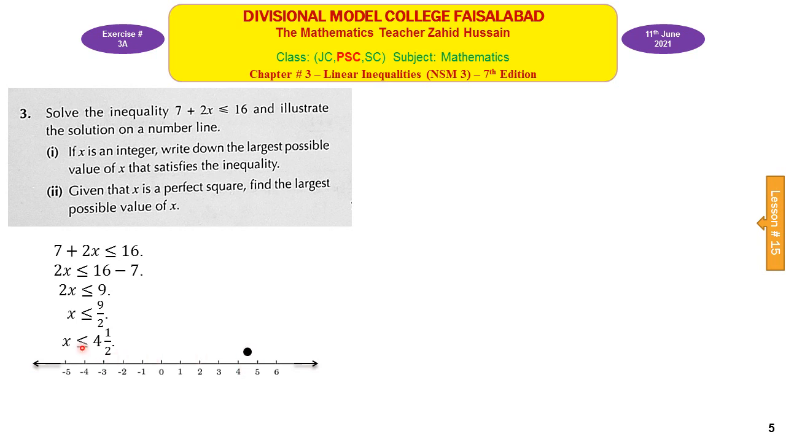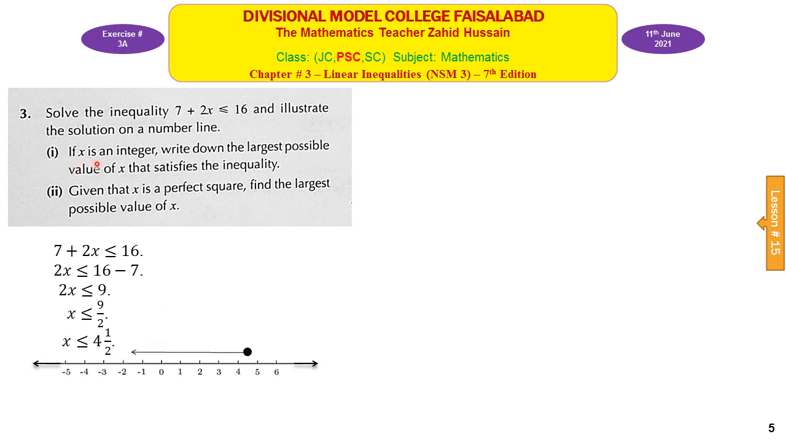and an arrowed line towards the left hand side because the sign of inequality is less than or equal to. Because this inequality has an equal sign, therefore we will shade this circle, with an arrowed line towards the left hand side.